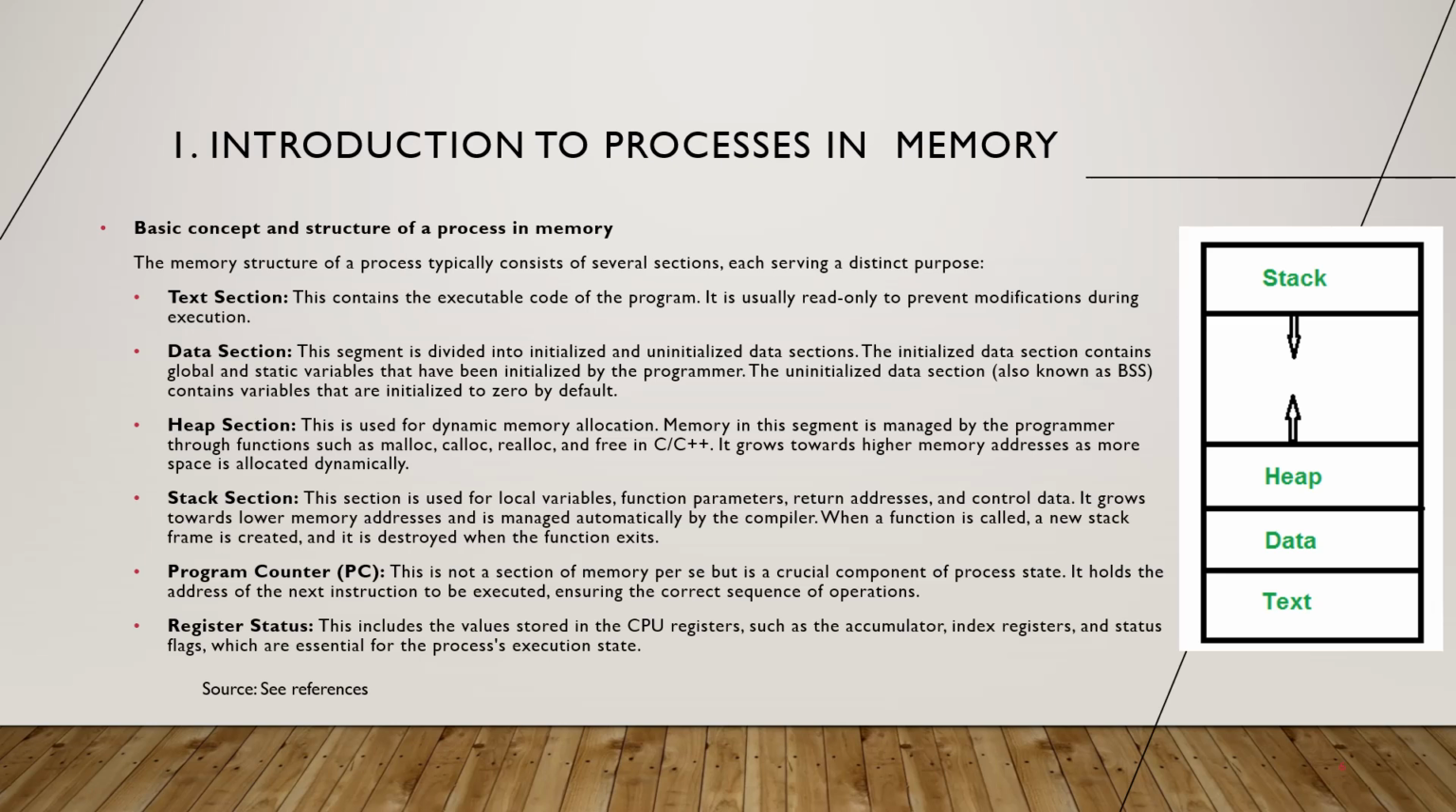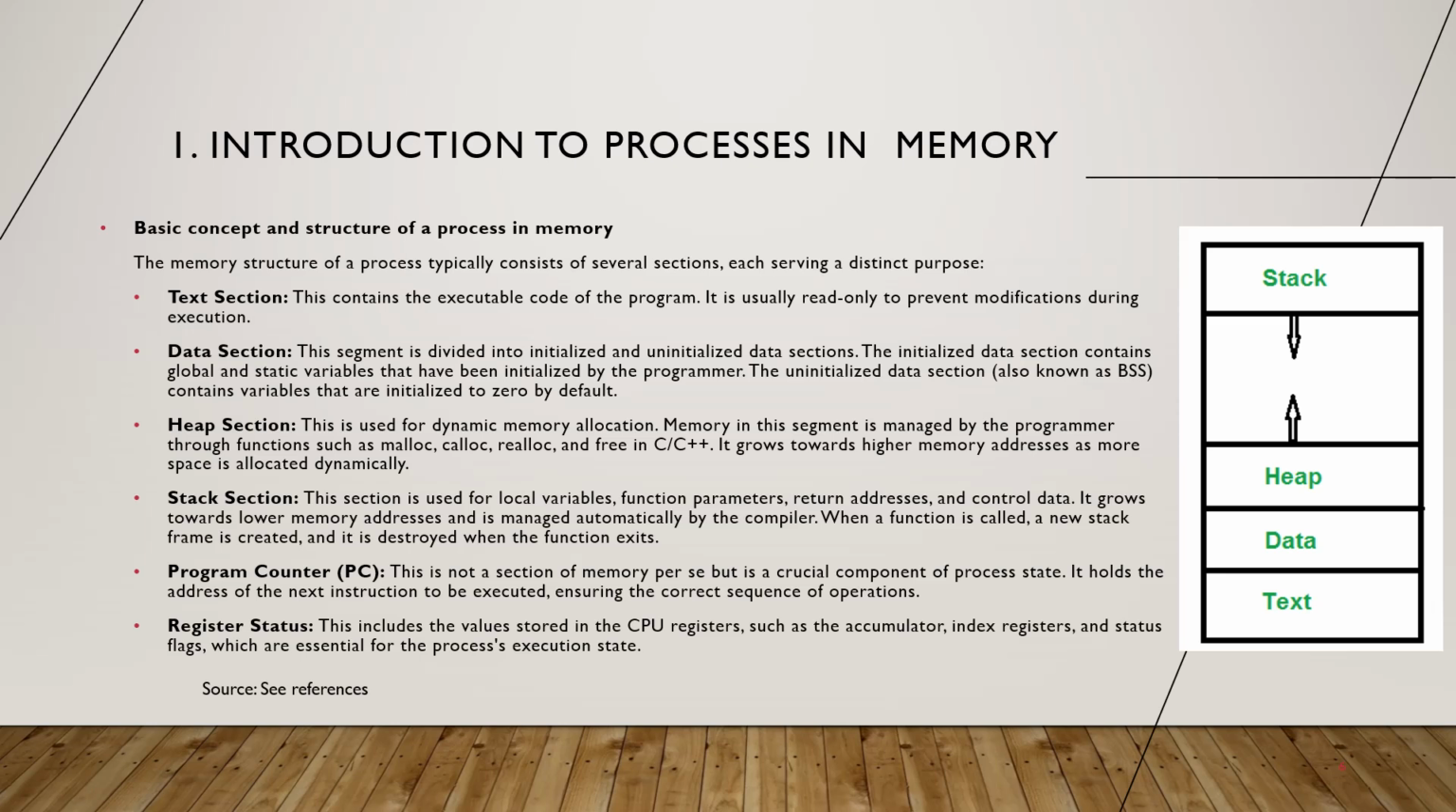The basic concepts and structure of a process in memory. The memory processes consist of several sections, and they serve specific purposes. For example, text section. It contains executable code of the program. It's usually read-only to prevent modifications during execution. Data section. The segment is divided into initialized and uninitialized data sections. The first one contains global and static variables that have been initialized by the programmer.